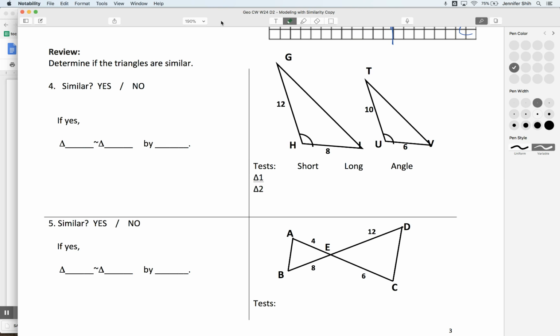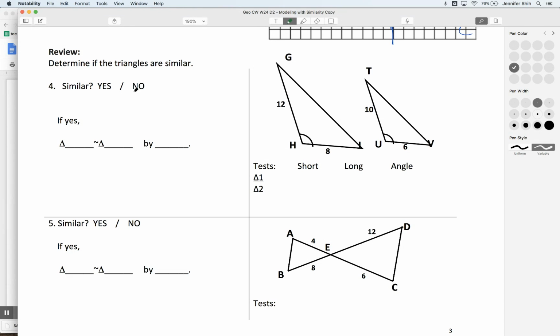Review problems number 1. The whole goal of these review problems, I'm going to go through 4 and 5 in this time, is if you can tell if these triangles are similar or not. So here are 2 versions. One of them is similar and one of them is not going to be similar. I'm just going to tell you that now. So is it similar? Yes or no?